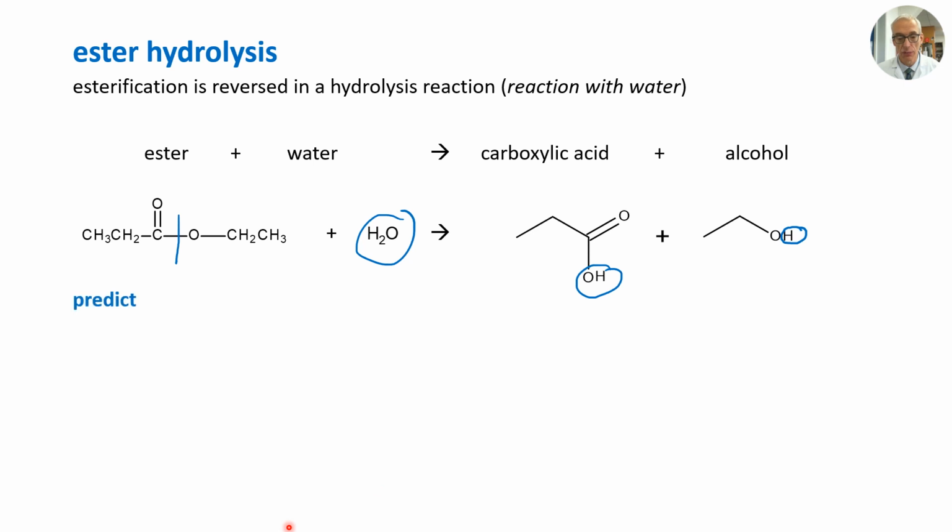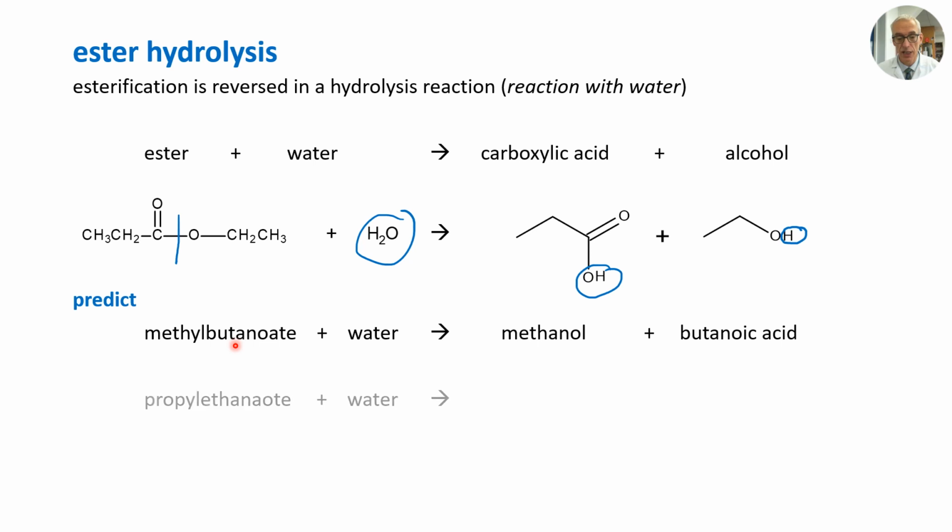So if I give you an example, what would be the products of methyl butanoate and water? Predict the hydrolysis products. Okay, so I'm going to reveal methanol from the methyl and butanoic acid from the butanoate. And a second prediction, propyl ethanoate and water, predict the 2 products. Pause, come back. Okay, so propyl will become propan-1-ol. You must be clear it's not propanol. It's not enough detail. Is it propan-1-ol? Is it propan-2-ol? So propan-1-ol and ethanoic acid.